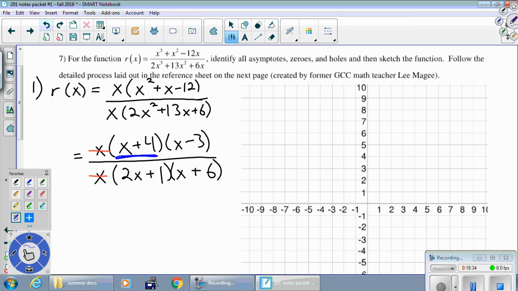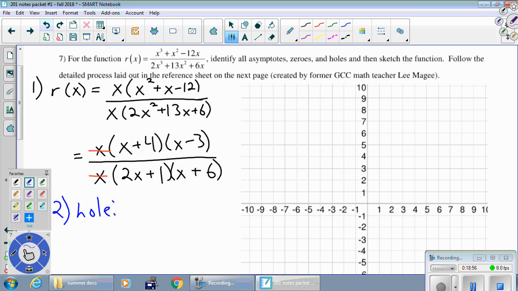So for example, I see an x plus 4 here. If this was also exactly x plus 4, then I'd cancel the whole thing in the parentheses. But we can't do that here, just the x's. So the x's cancel, and we're just going to do the rest of this problem with what remains after we've canceled these x's. But Lee does say that we should be finding the coordinates of the holes.